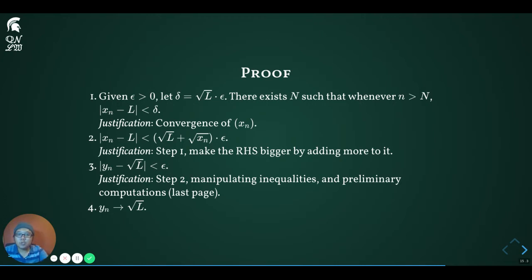But if we rearrange using the computation on the previous slide, we see that this is precisely saying that the distance from y sub n to square root of L is less than epsilon. And this shows that the sequence y sub n, whose terms are the square root of the terms of x sub n, must converge to the square root of the limit of x sub n.